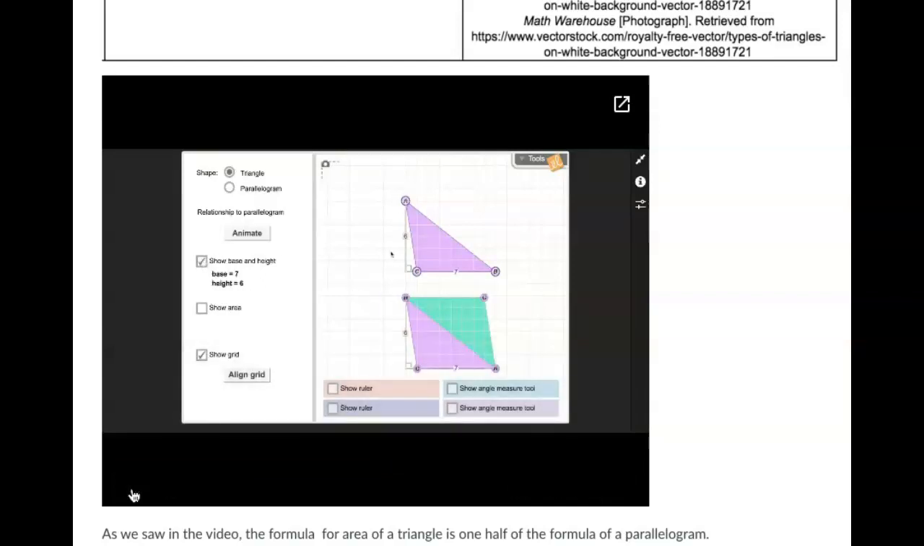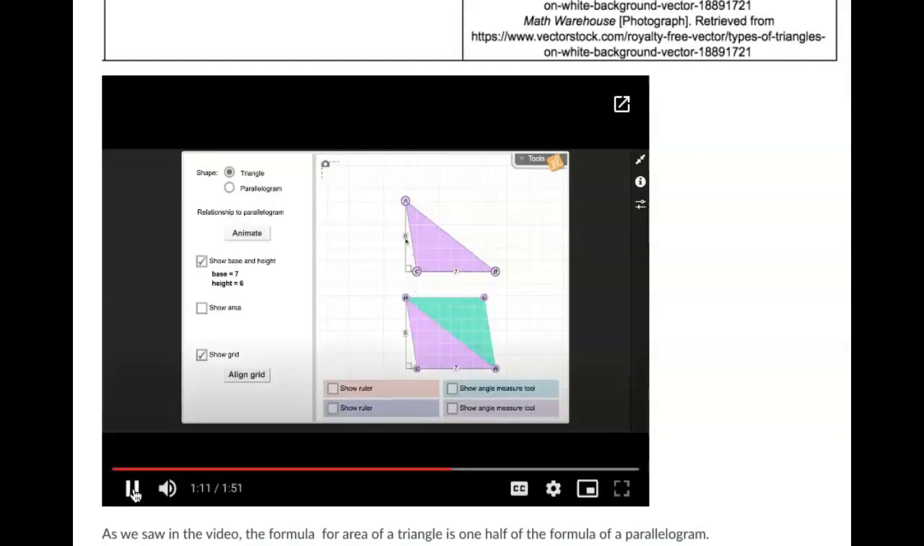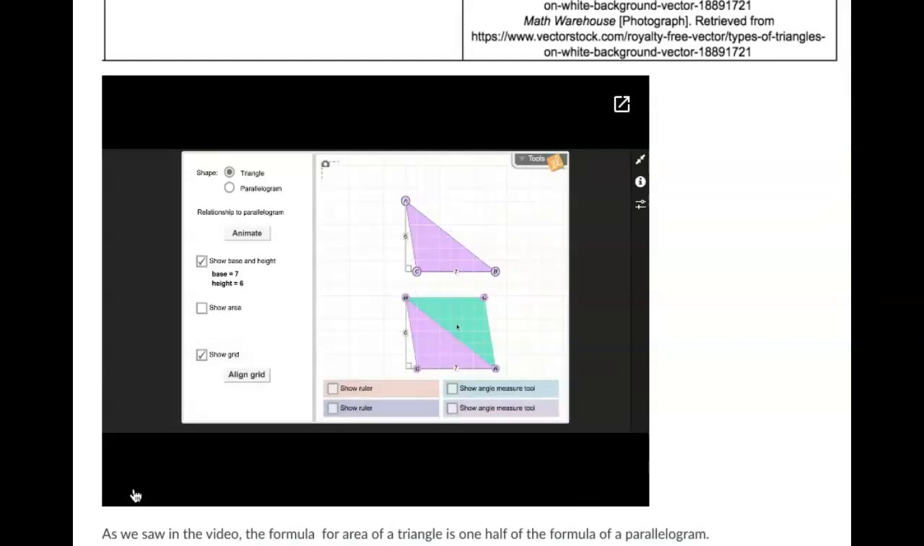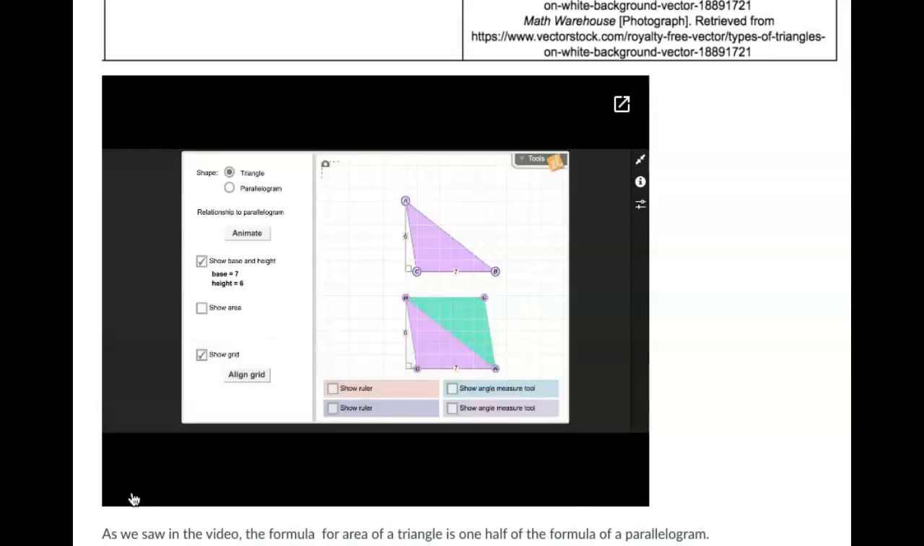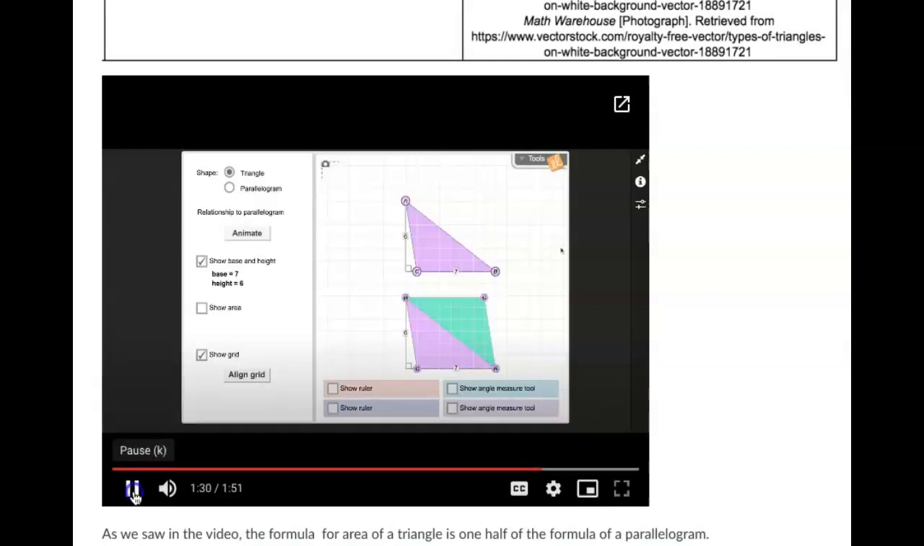So if I show base times height, you'll notice the height here is 6 based on the grid, and the base is 7. So we're going to multiply 6 times 7, but because it's only half of this parallelogram, we're going to divide that by 2. So we can do 6 times 7 divided by 2, or we can use the formula 6 times 7 times 1/2, which is exactly the same thing.